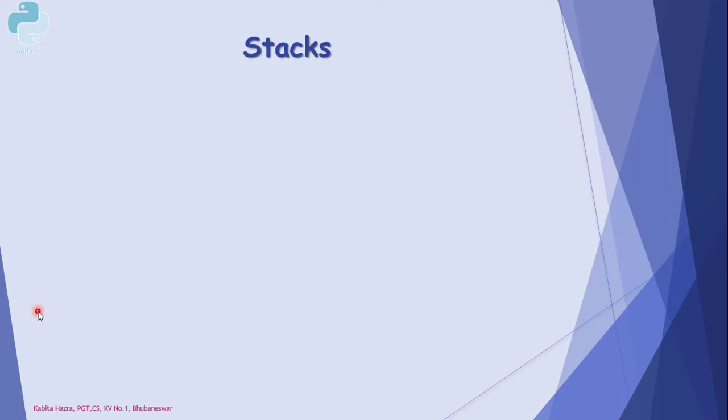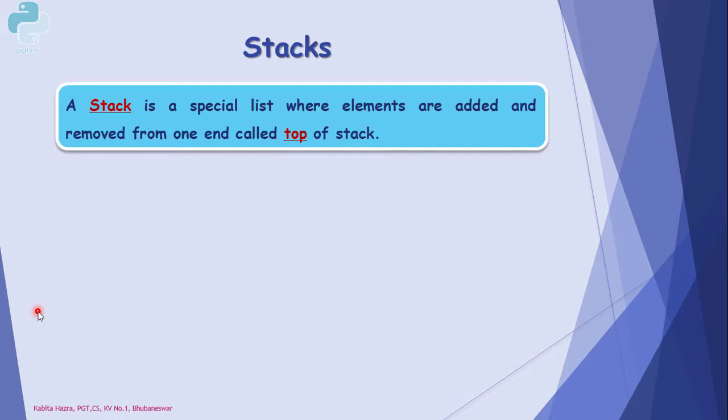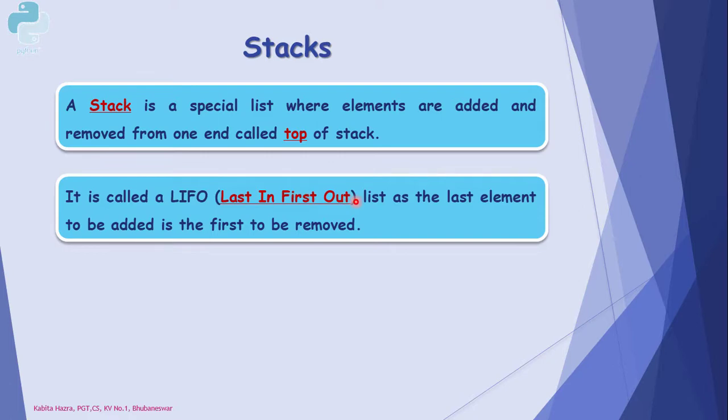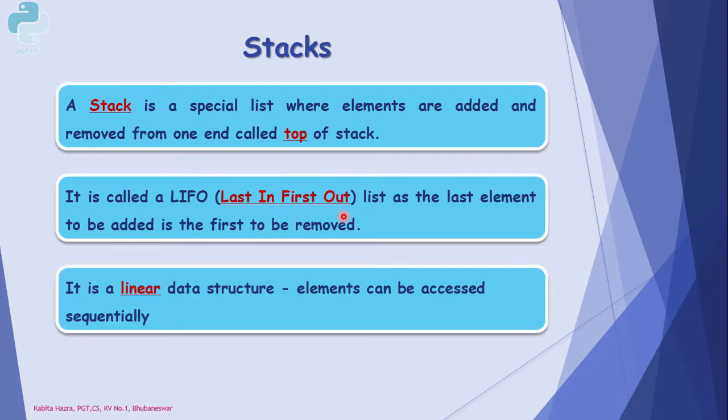We know stack is a linear data structure. It is a special kind of list where elements are added and removed from one end called the top of the stack. In a stack, the last element to be added is the first to be removed because the elements are added or removed from only one end, that is the top of the stack, and hence it is known as a LIFO list or last in first out list or LIFO data structure. It is a linear data structure, that means elements can be accessed sequentially one after another.